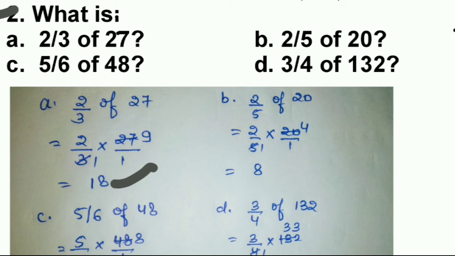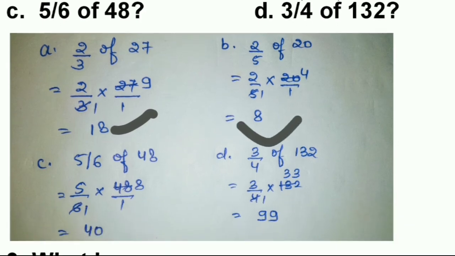Same here, 2 by 5 of 20. So 2 by 5 means 2 upon 5 into 20. 5 ones are 5, 5 fours are 20. So total is 8. Like this you can solve.